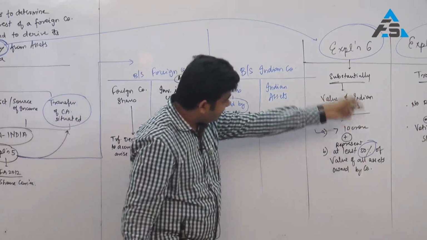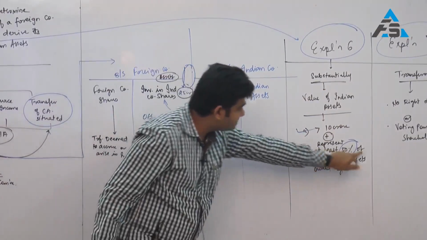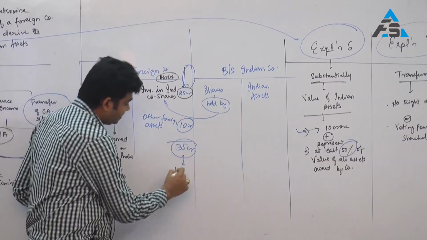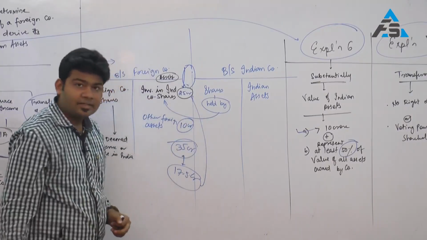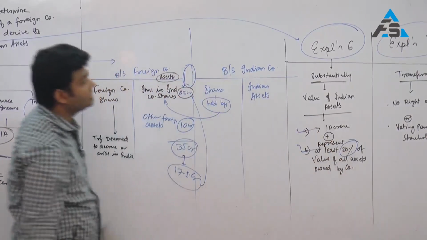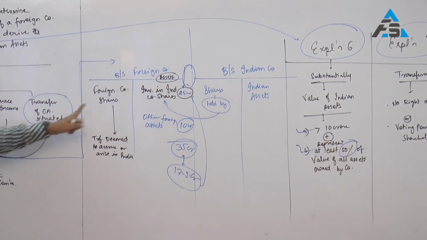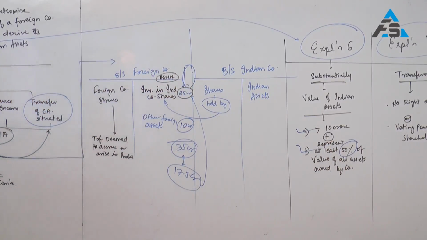Now this value of Indian assets, which is 25 crores, should represent at least 50% of value of all assets owned by the company. 50% of 35 crores is 17.5 crore. Is this 25 crore more than that? Yes, sir. Is this 25 crore more than 10 crore? Yes, sir. Both conditions are satisfied. Explanation 6 is invoked, and we will say that yes, substantially this foreign company is deriving its value from the Indian assets, and through explanation 5, any sale, any transfer will be deemed to accrue or arise in India.